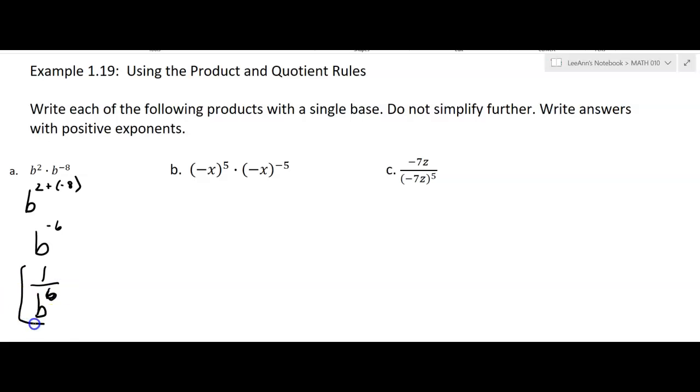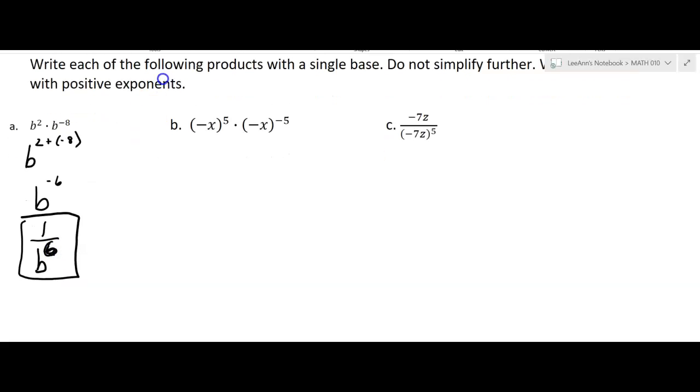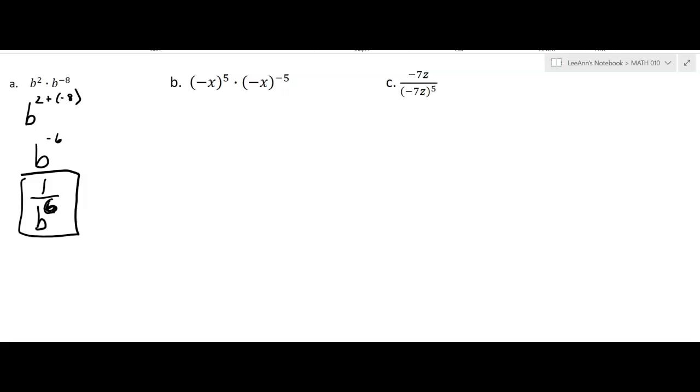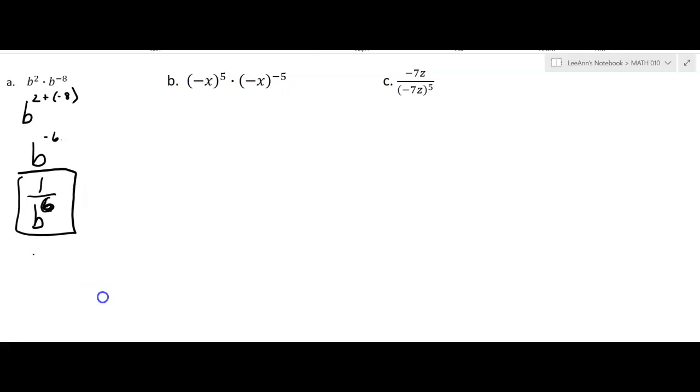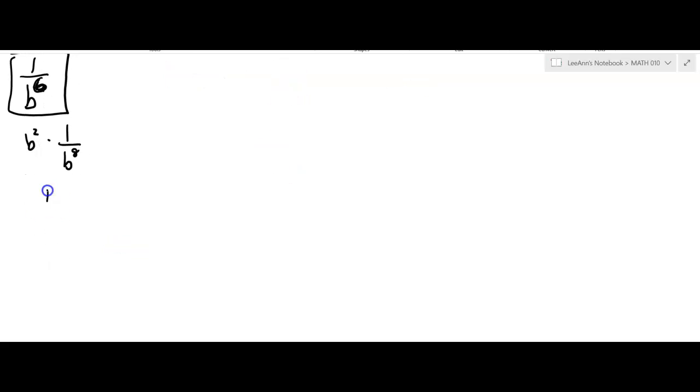That's a 6. 6's and b's look alike sometimes. Sorry about that. This is a 6. There, I'm trying. Now, you might say, well, I wasn't going to do it that way. I was going to do it like this. B squared times 1 over b to the 8. Because it said not to have negative exponents, right? That's true. That's valid. Okay, so then that's b squared over b to the 8.